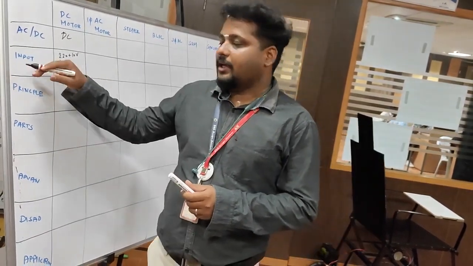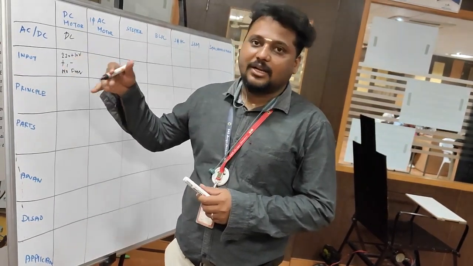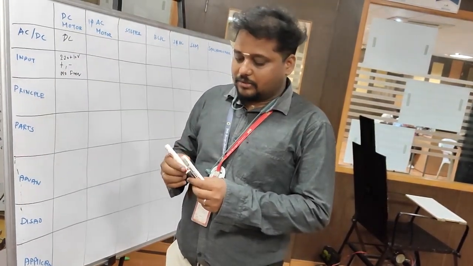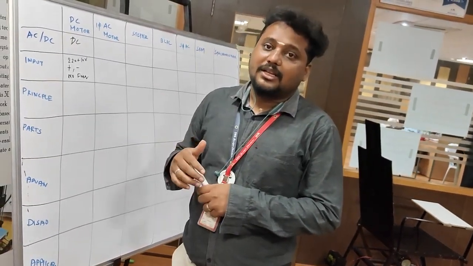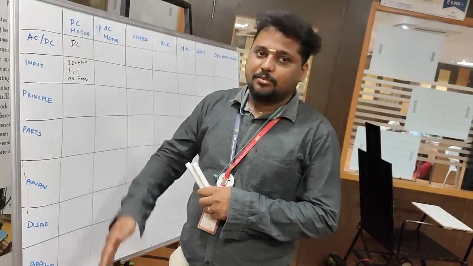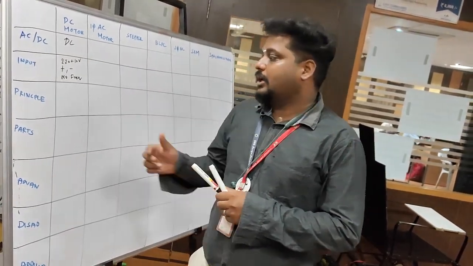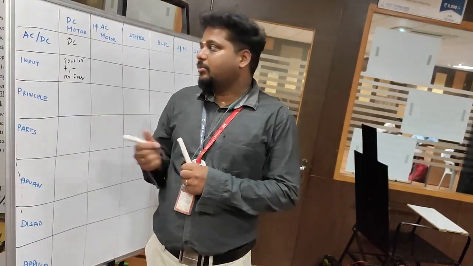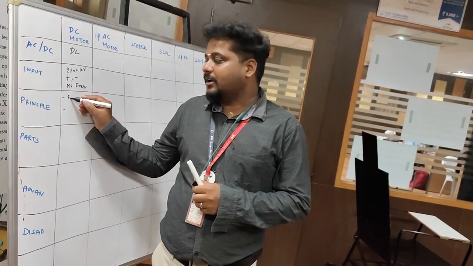So the input requires a special converter device, that is a rectifier. Rectifiers and starters are required to start DC type motors. It may be a DC series motor, DC shunt motor, or DC compound motor. And then coming to the principle, a DC motor normally works on two principles. One is Faraday's law.